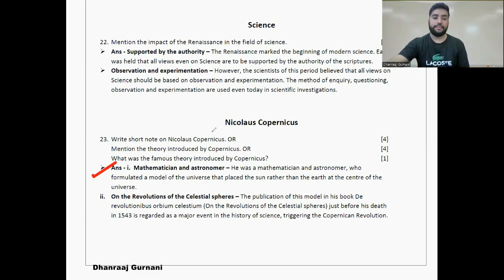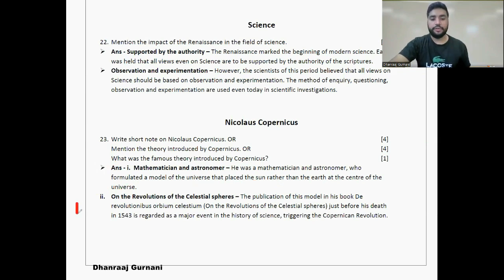He formulated the model of the universe and placed the sun rather than the earth in the center of the universe. So up till that time, people believed the earth was the center of the universe. He said, no, earth is not. It is the sun.